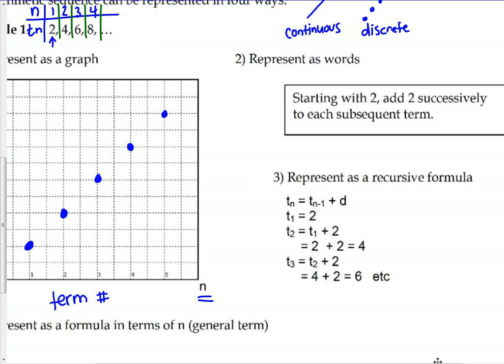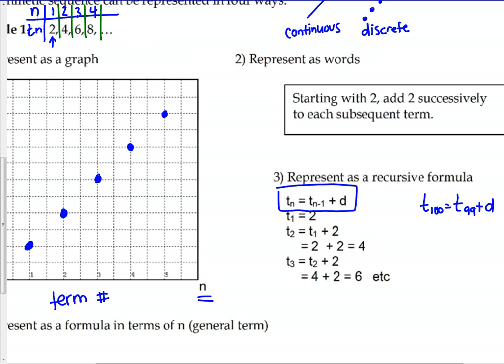You most likely won't see it. But if it does show up in your textbook, you need to just recognize it. A recursive formula is when you need to know the previous term. So what this is saying is that the term I'm looking for is equal to the previous term plus the common difference. For example, the 100th term would be the 99th term plus the common difference.